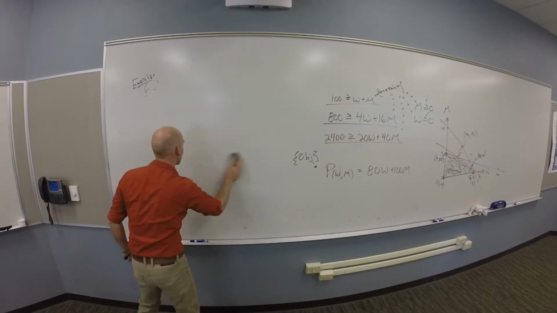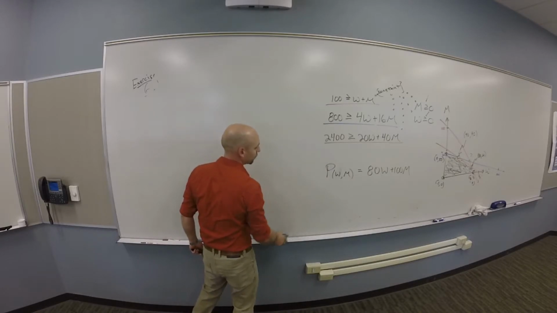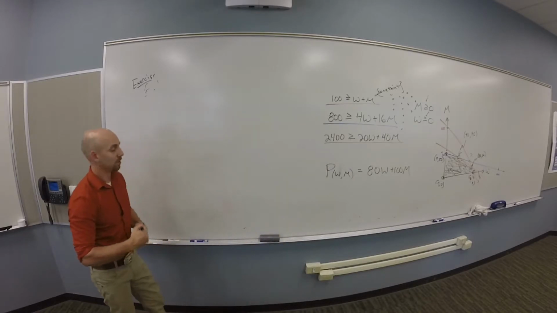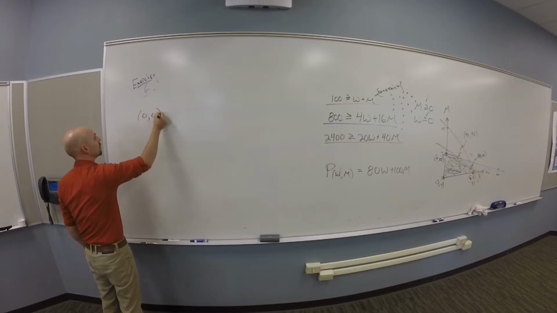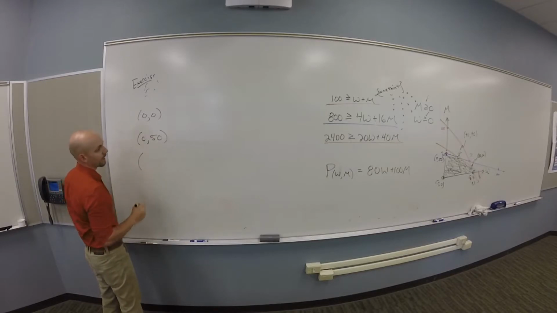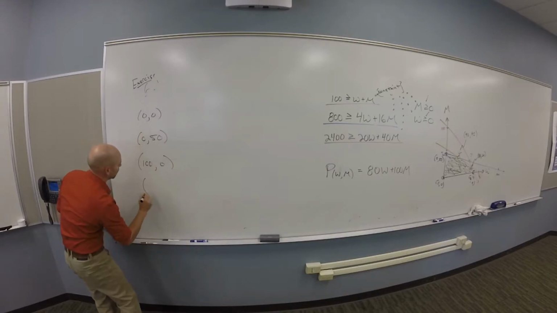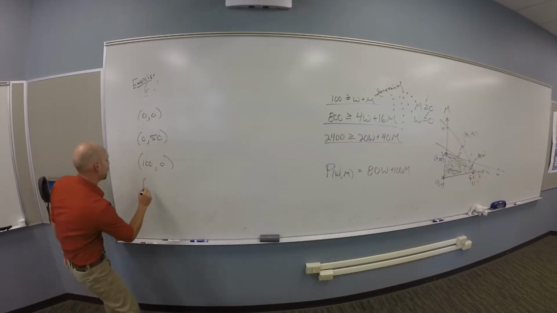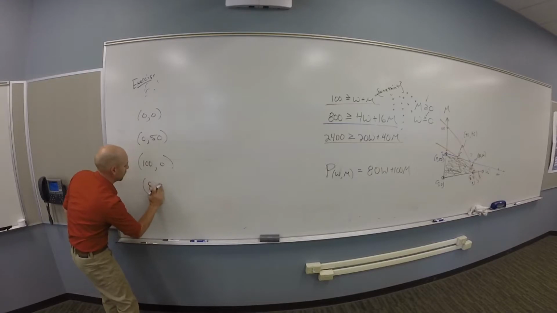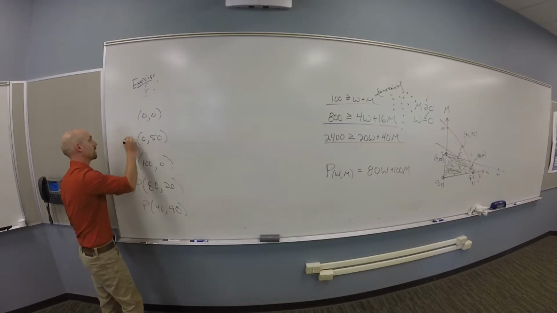All right, so what were my relevant points? What do I need to check in my objective function? I had 0, 0. I had 0, 50. I had 100, 0. 80, 20. 40, 40. Okay, and I'm doing P to all of these things.